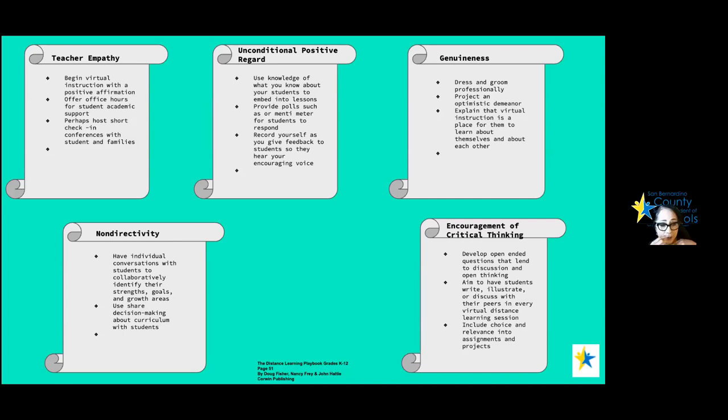And then the non-directivity: notice how the second one talks about sharing decision-making about curriculum with students, making sure they know what they're able to do and letting them do that in their groups. Critical thinking is the last one, which is important. The last bullet talks about including choice and relevance in the assignments and projects, and also including open-ended questions that lend themselves to participation and discussion. Those are just some examples, but we invite you to start making your own list in these separate categories.